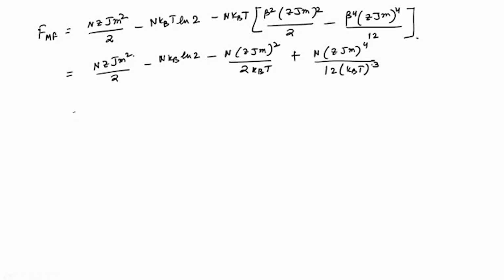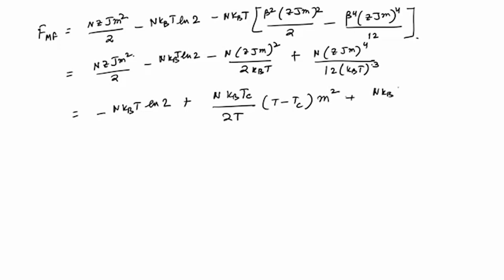Okay. And introducing again T c, there is a T here which I forgot. So, n k T log 2 plus n k T c divided by 2 T and T minus T c into m square, plus n k T c to the power 4 by T cube and m to the power 4. Okay. So, that is the expression for that.